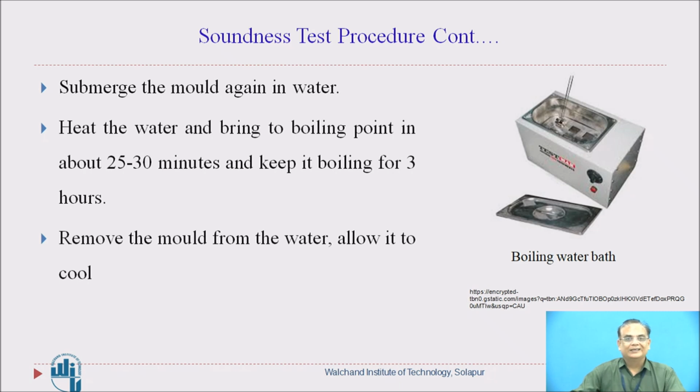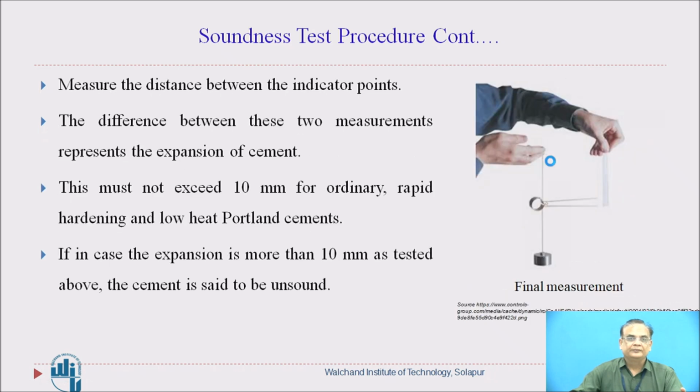After 3 hours, molds are removed from the water. Water is allowed to cool, molds are removed, and now measure the final distance between the indicator points. So this will give you the expansion of cement, right? This should not be more than 10 mm. If it is more than 10 mm, that particular cement is said to be unsound.